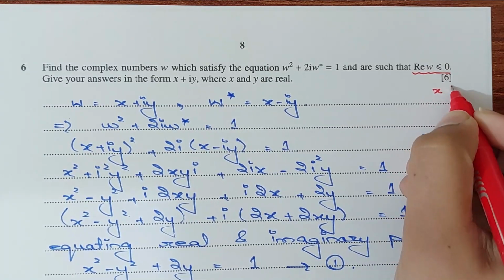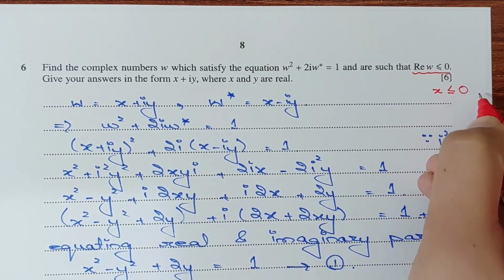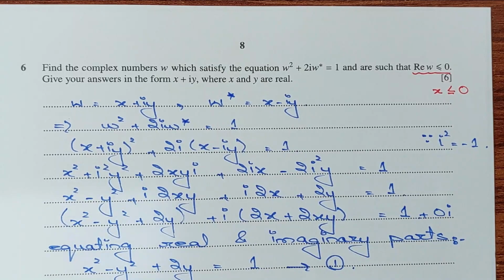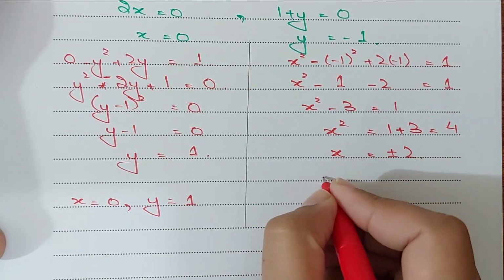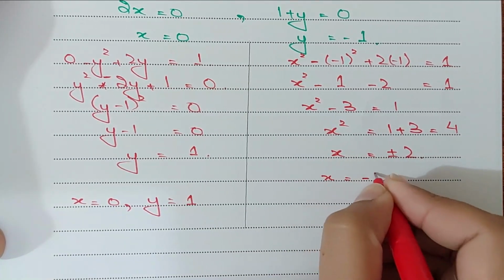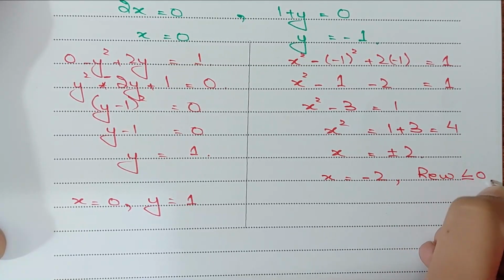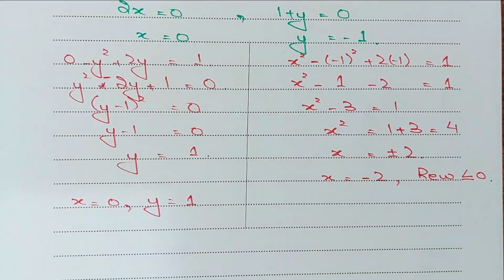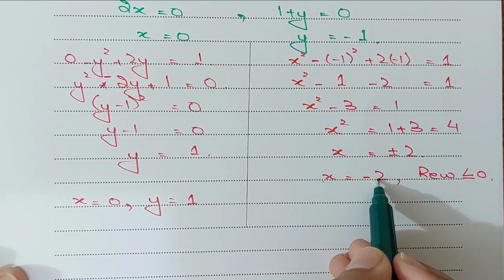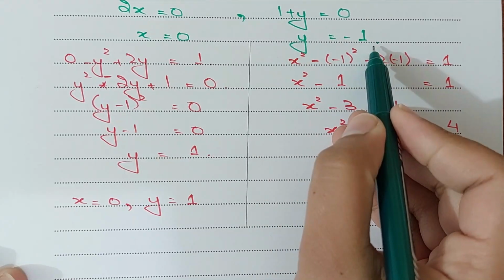Real part is basically x, that is less than or equal to 0, right? So by using the restriction, when x is equal to minus 2, because the real part of w is less than or equal to 0, negative 2 we have to select, right? Okay, now here again we have two values: x is minus 2 and y value is negative 1, right?